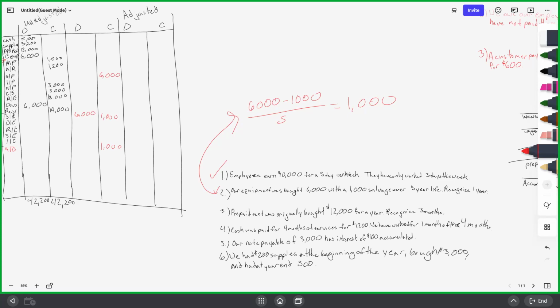So, not 4,000, 3,000. The reason why: 12,000 divided by 12 equals 1,000, times 3 equals 3,000. So we got rent expense.